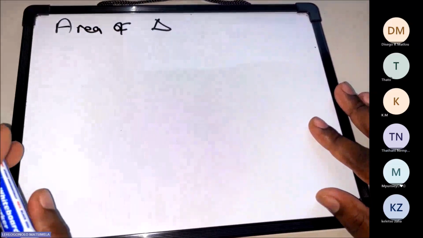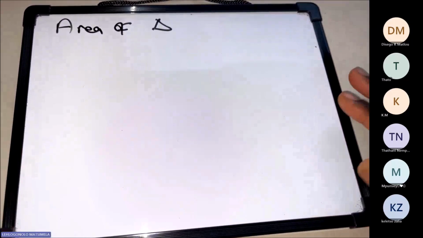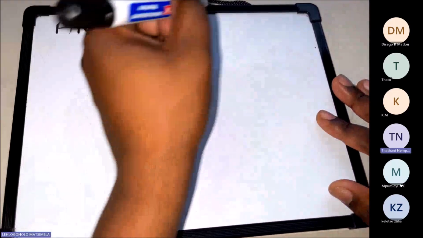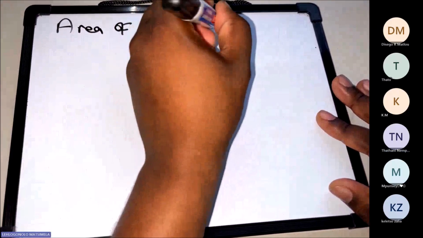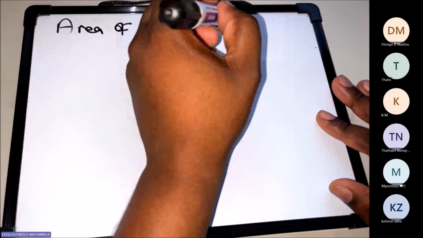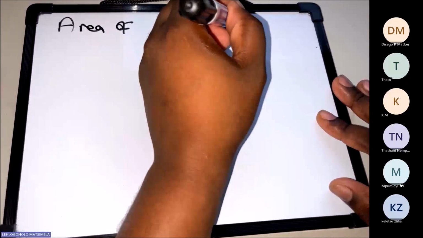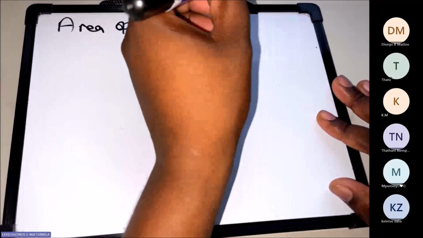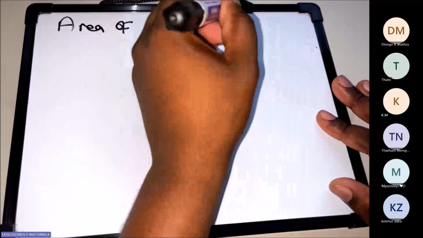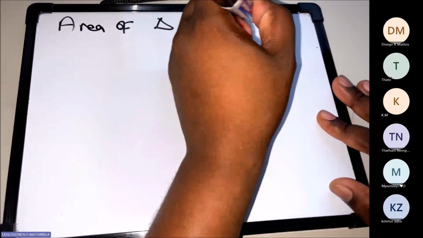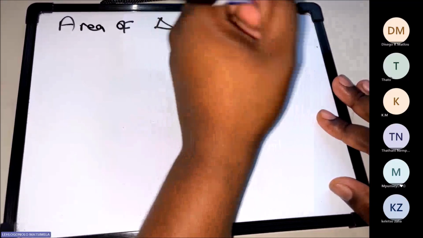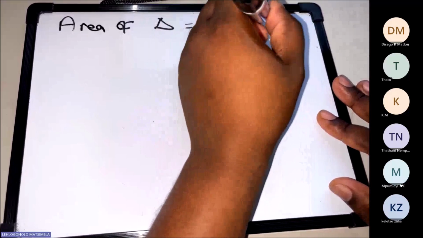This shape represents a triangle, so it's a small triangle written there. It equals half of the base multiplied by the side, or the height if it's there, and then multiplied by sine of the angle. Let me just assume the angle is theta.